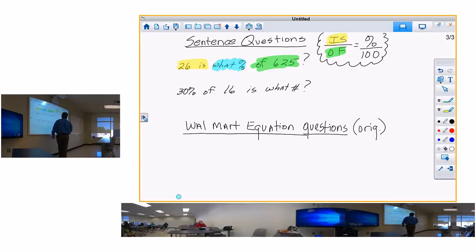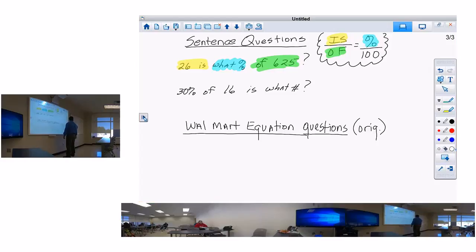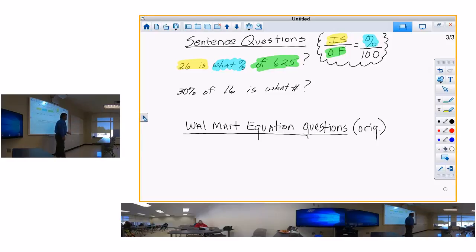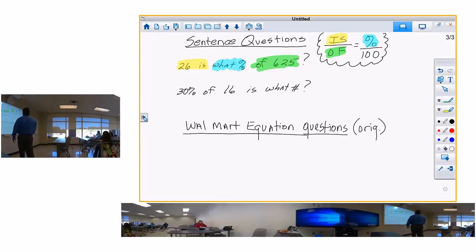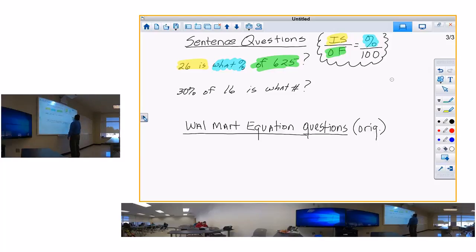What goes in the percent slot? Nope. What's the word in front of it? What? How do you say what in English? Question mark. But we don't use question marks in algebra. What do we use? Variables. Letters. X. X is the unknown. You've heard that before, right? X is the unknown. So X over 100 equals 26 over what? 625.